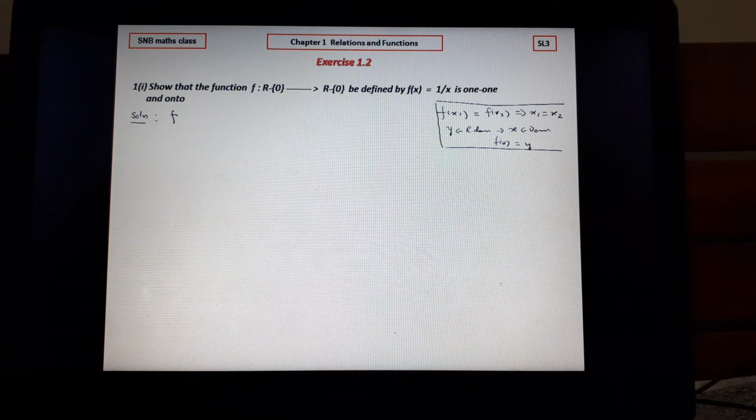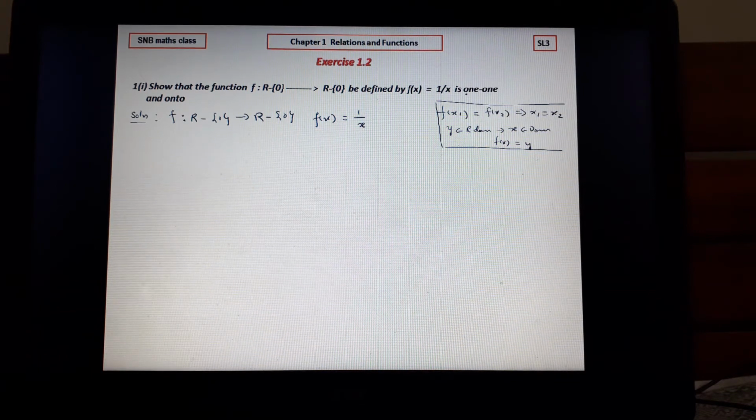So f is a function from R minus 0 to R minus 0 defined by f of x equal to 1 by x. We have to show that it is one-one. So f is one-one we have to prove. So let us use this procedure.